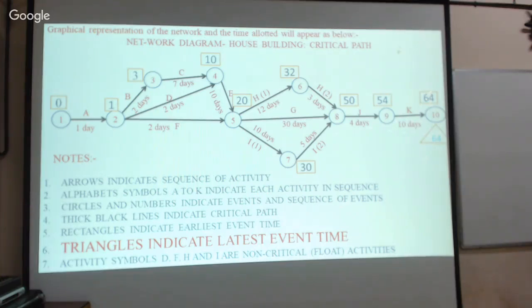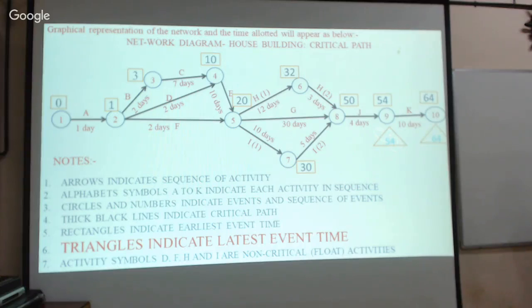Now, this is 64 days, the earliest event time, and this is the latest event time, around 64 days. Now, what should be the latest event time for event number 9? We are going to get 54 days, because we have only one activity here, between 9 and 10. Therefore, 64 minus 10 gives rise to 54. This is the latest event time.